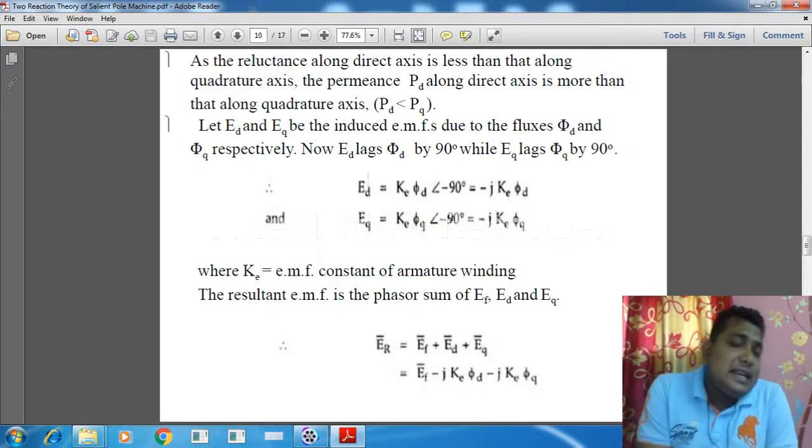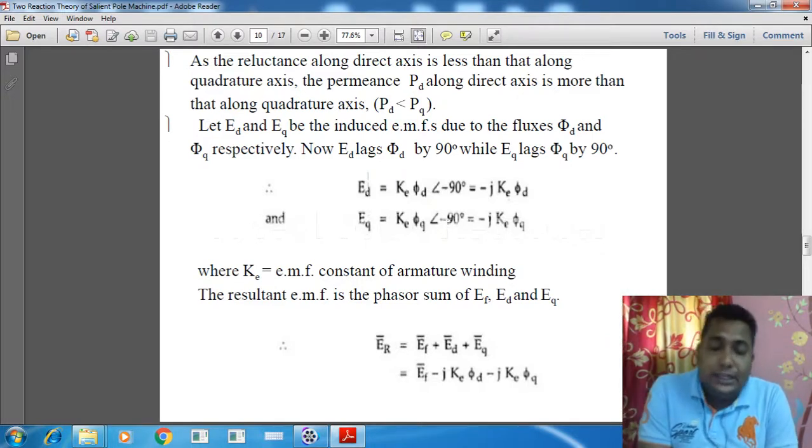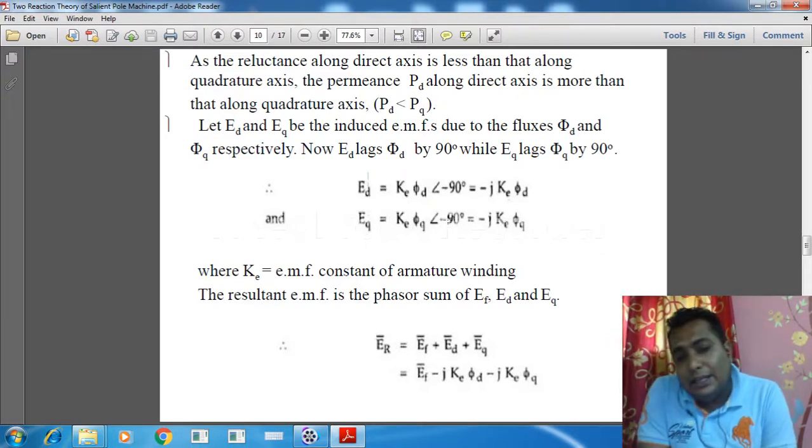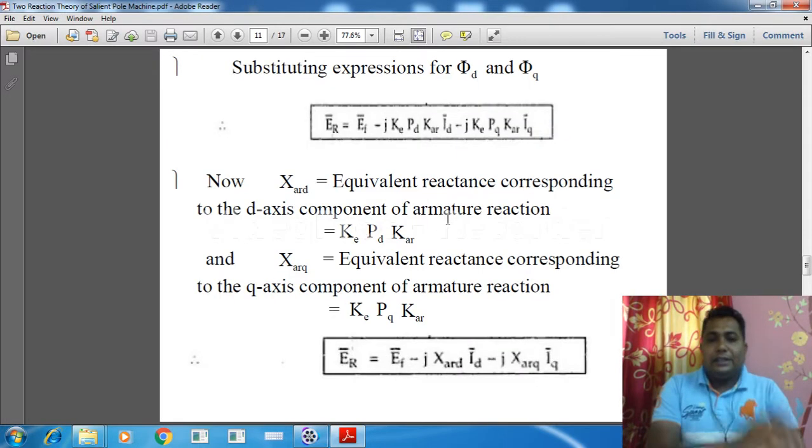So what is the resultant EMF? That is a phasor sum of Ef, Ed and Eq. So we have written that Er is equal to, by vector summation, Ef plus Ed plus Eq. Now we know the values of Ed and Eq from the above equation, so we will place that over there: Ef minus j Ke phi d minus j Ke phi q. These are the equations.